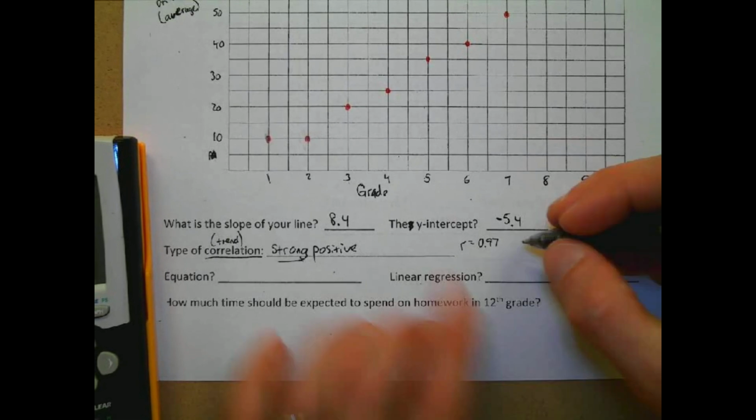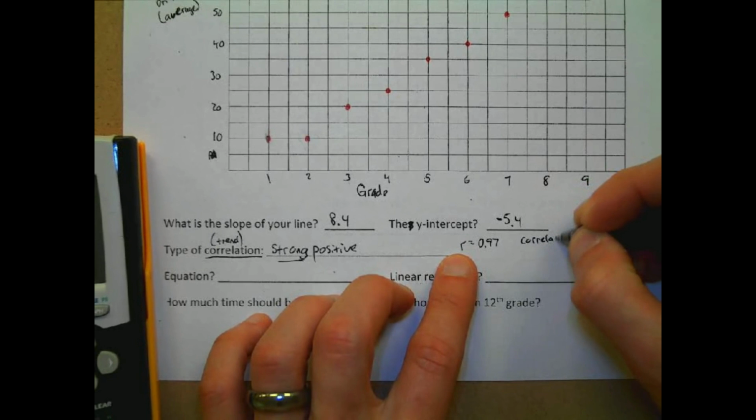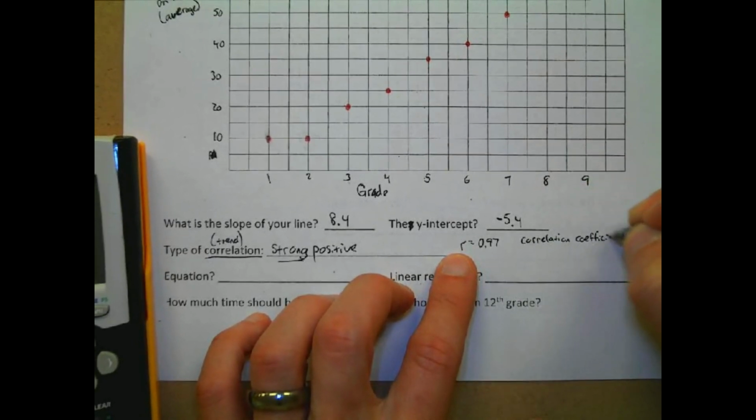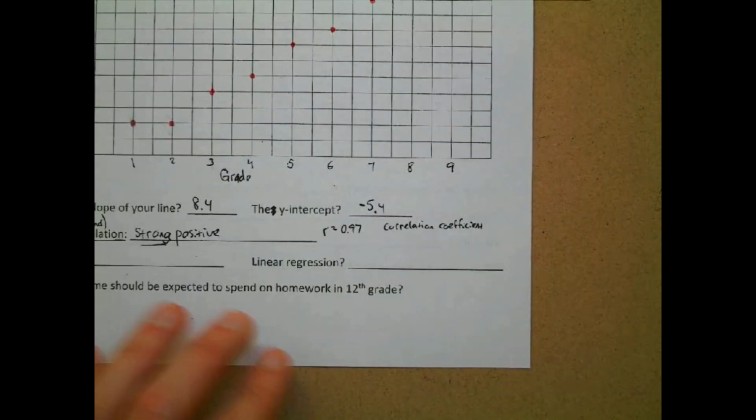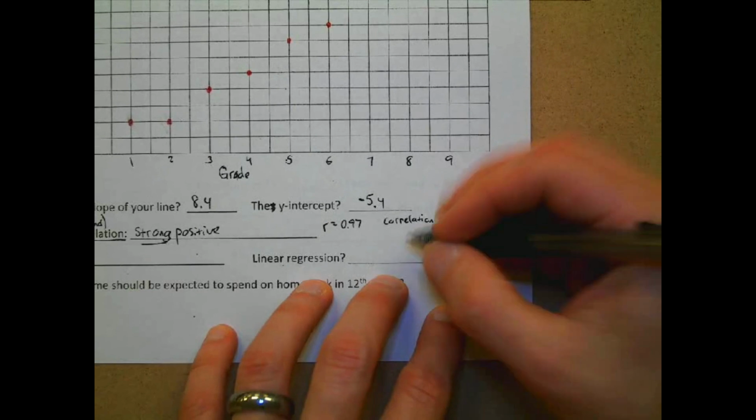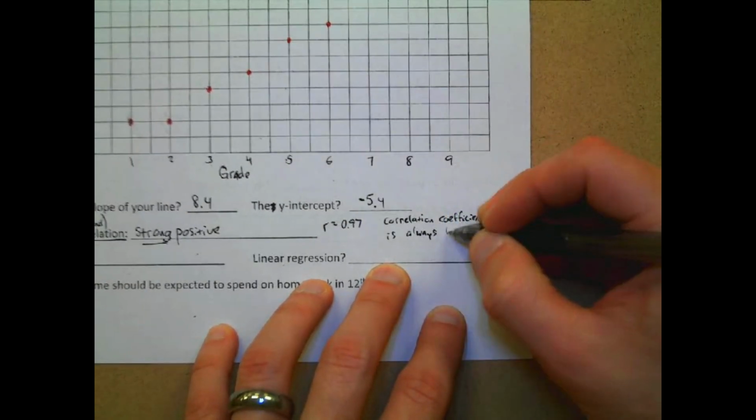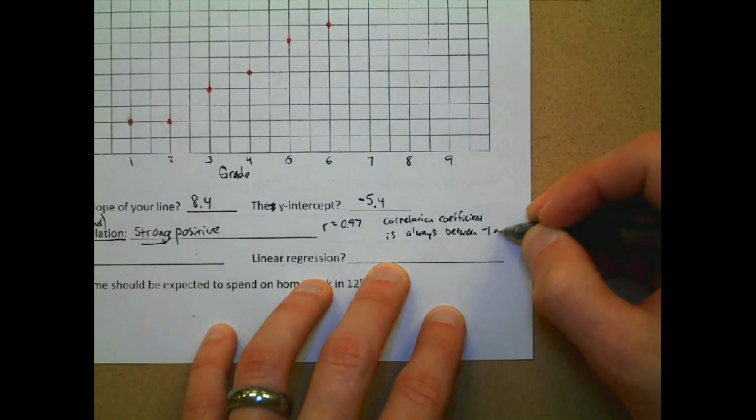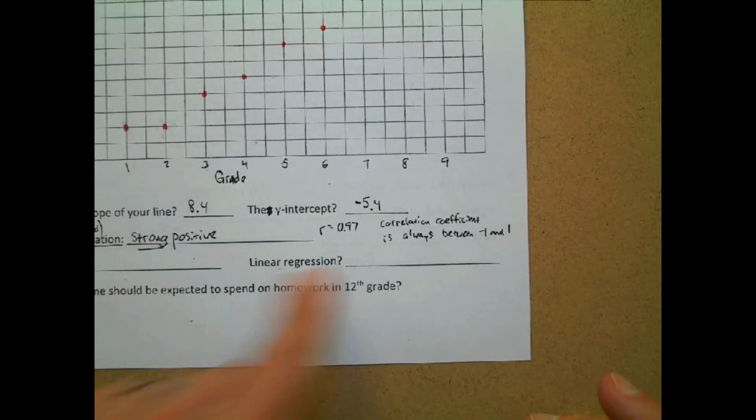R will always be, I'll write that right here. Okay. The correlation coefficient is always between -1 and 1. Okay? Here, 0.97 is very close to 1.